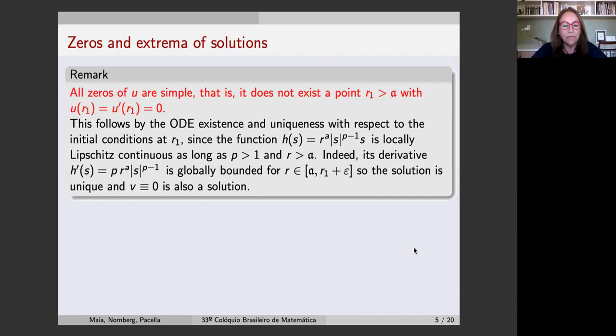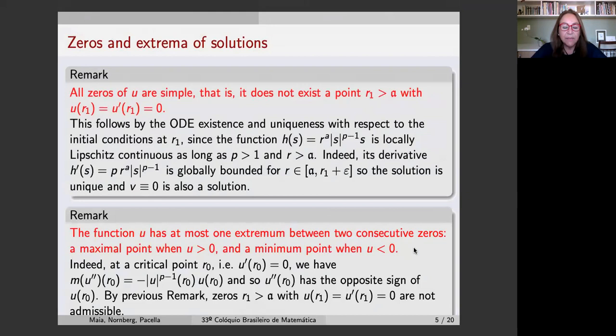Indeed, taking the derivative of h with respect to s, it is going to be p r to the a modulus of s to the p minus 1, and this is globally bounded for any r between a and r1 plus epsilon. So the solution exists and is unique, and since u(r1) equals u'(r1) equals 0 gives the identically 0 solution, the solution is identically 0 and cannot be a solution of our problem.